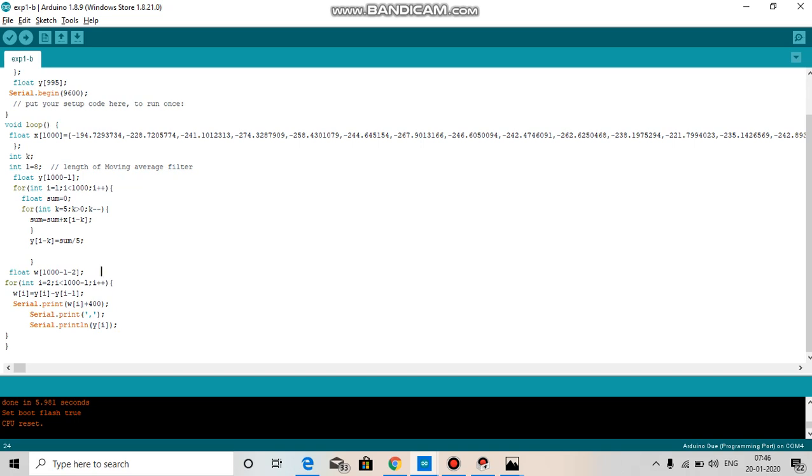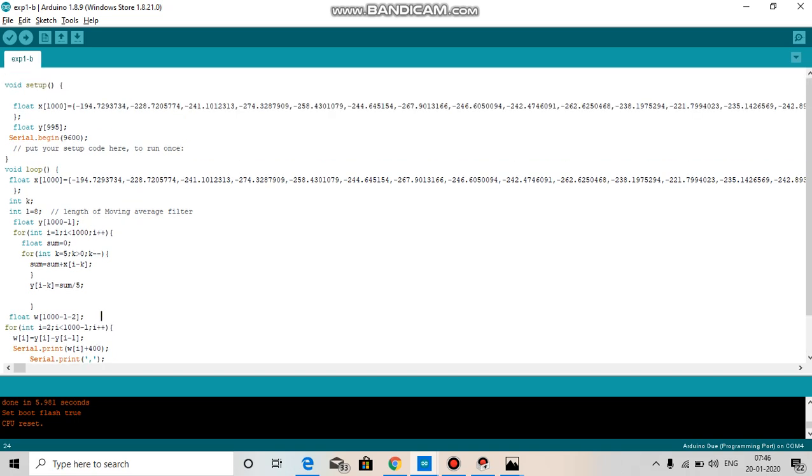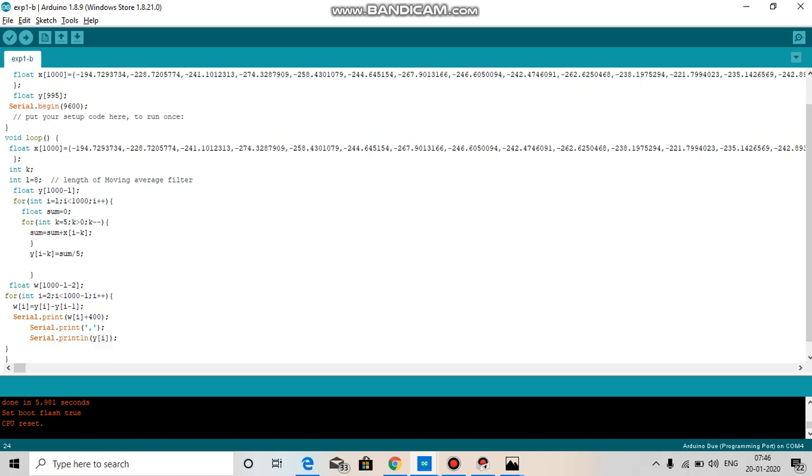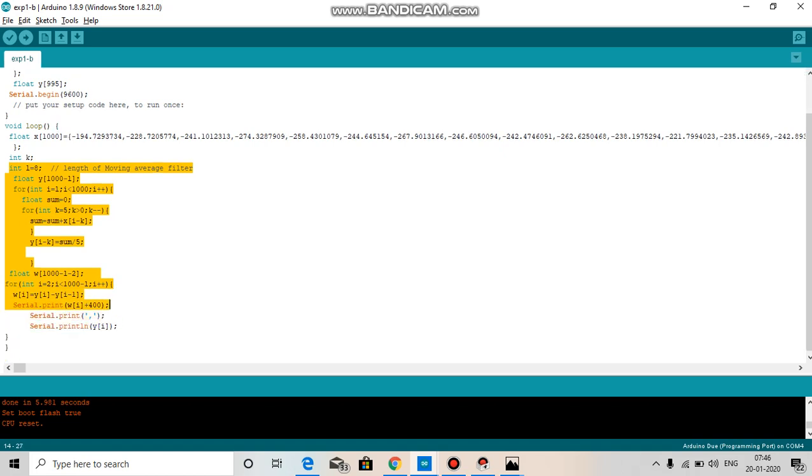And the same here, I have taken 1000 samples of my data and given baud rate 9600, and here I have given L equals 8. This is done with L equals 8, where L is the length of the moving average filter. Using the moving average filter with the first order difference derivative filter is done.